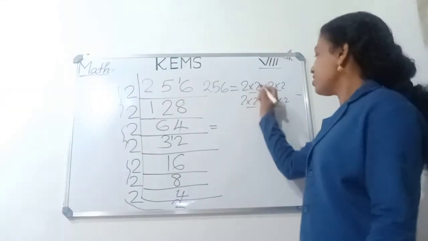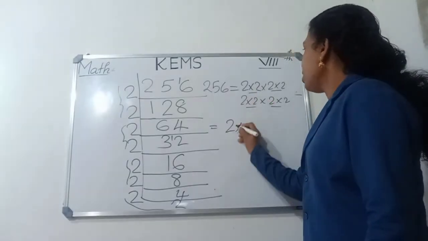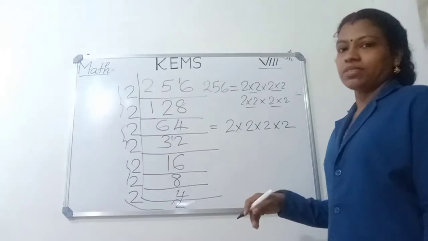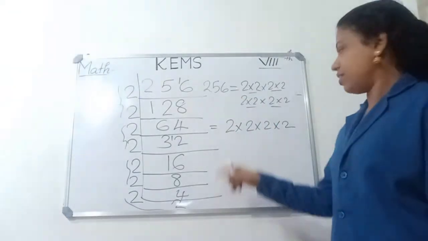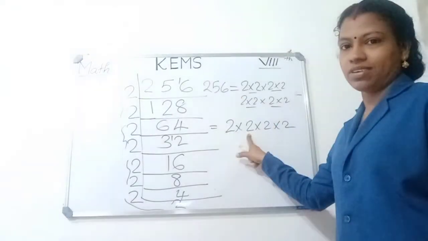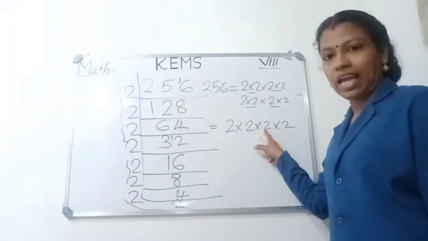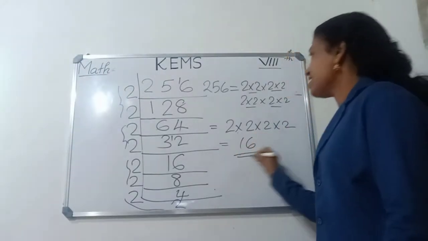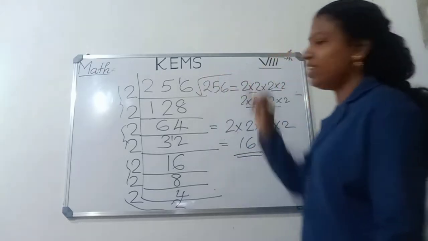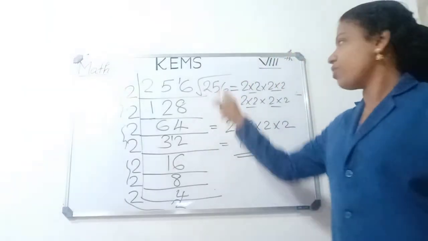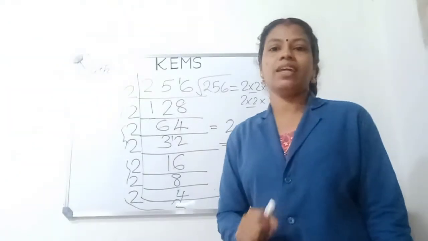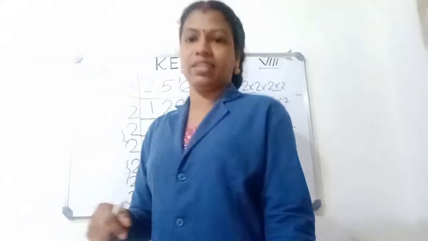Okay, clear? So what is the square root? 2 into 2 into 2 into 2, from each pair. So 2 into 2, 4. 4 into 2, 8. 8 into 2, 16. So 16 is the square root of 256. Square root of 256 equal to 16. This is the prime factorization method.